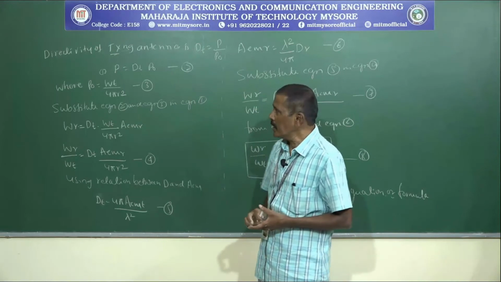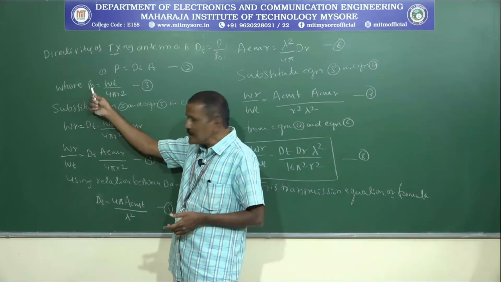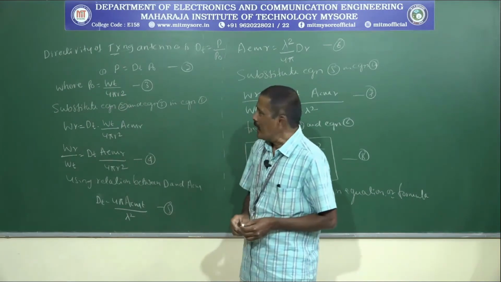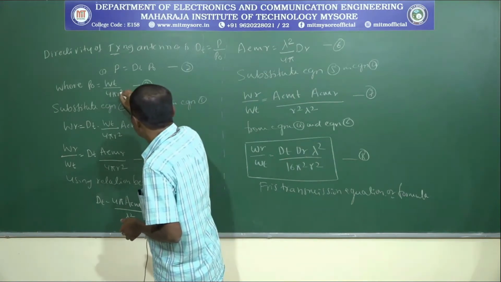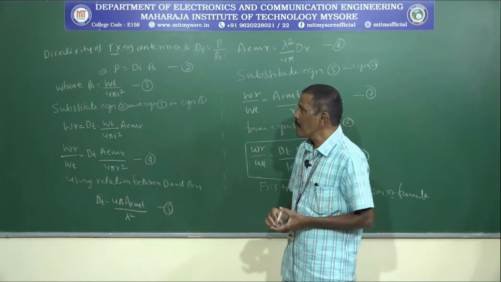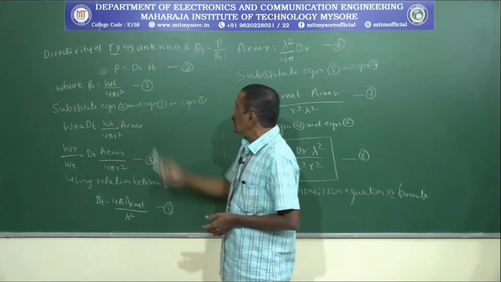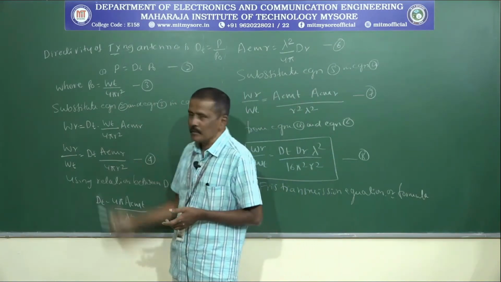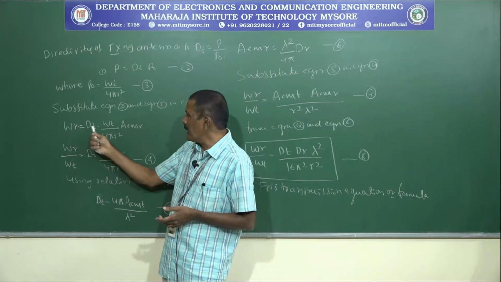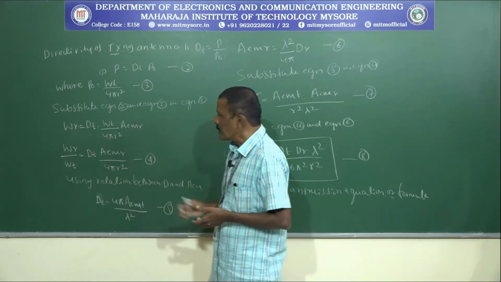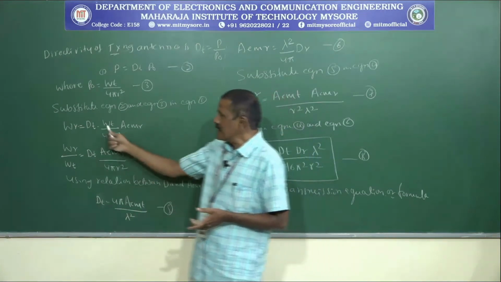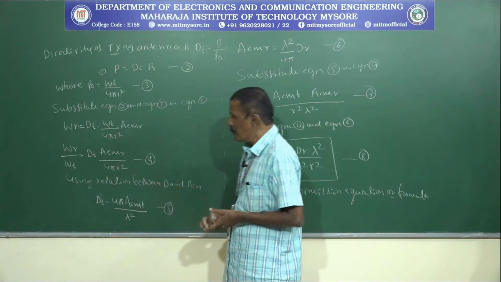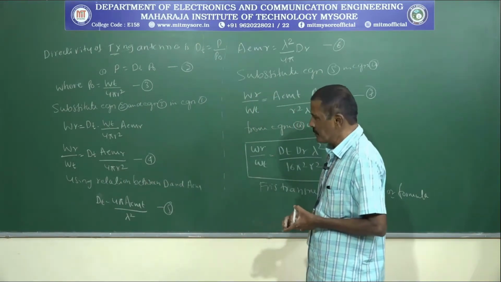Let us call it equation number 2. P0 can be calculated from the equation Wt divided by 4 pi r square. Call it equation number 3. Now, substitute equations 2 and 3 in equation number 1. Then Wr equal to dt into Wt divided by 4 pi r square into AEMR, and we can write this equation as Wr divided by Wt equal to dt into AEMR divided by 4 pi r square. Call it equation number 4.